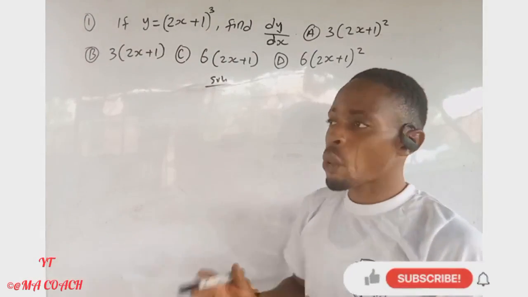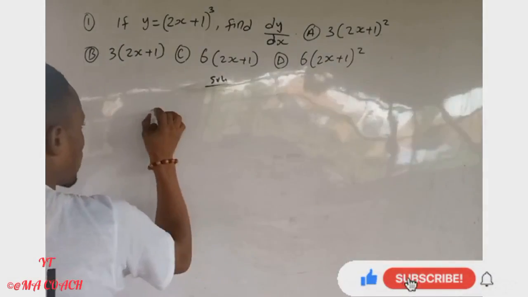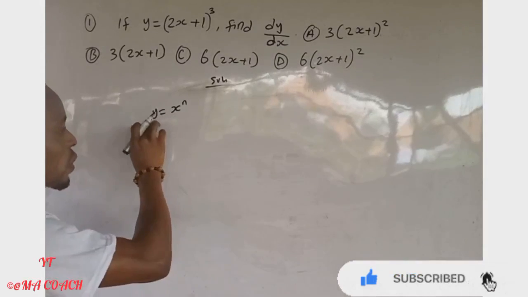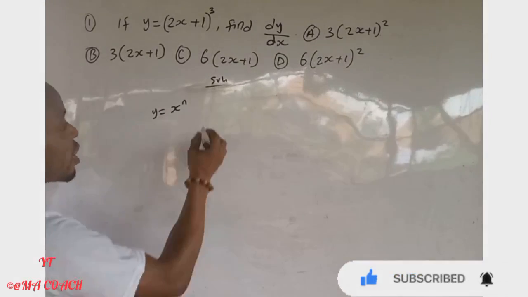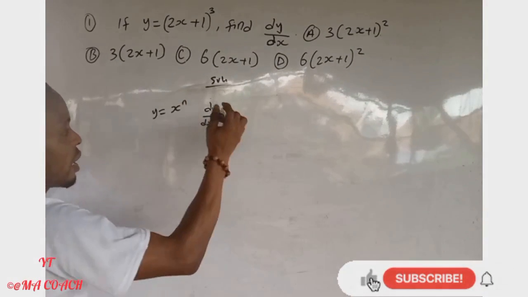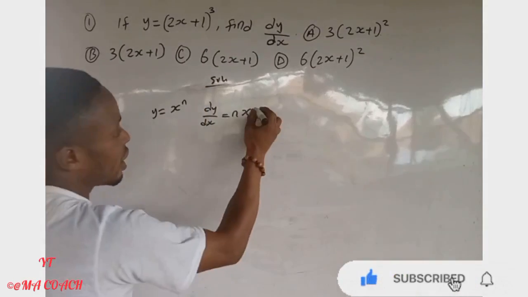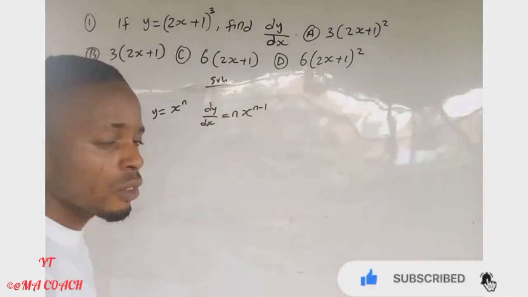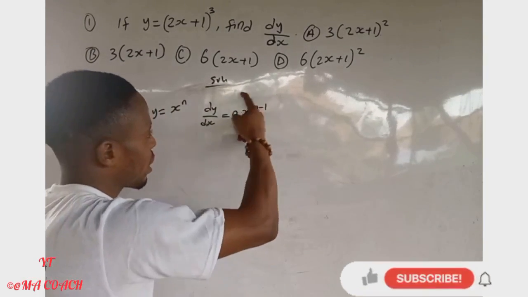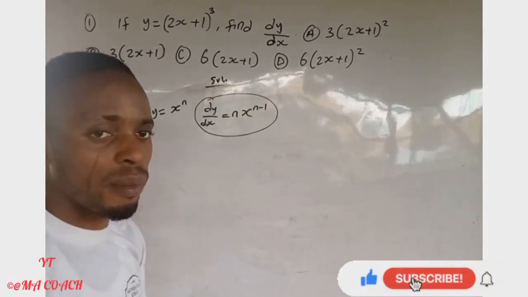So what we do here, you know the general formula for differentiation. When you are given an expression y equal to s raised to the power n, to differentiate y with respect to s, dy/ds equals n multiplied by s raised to the power n minus 1. This is our general formula to calculate any differentiation.